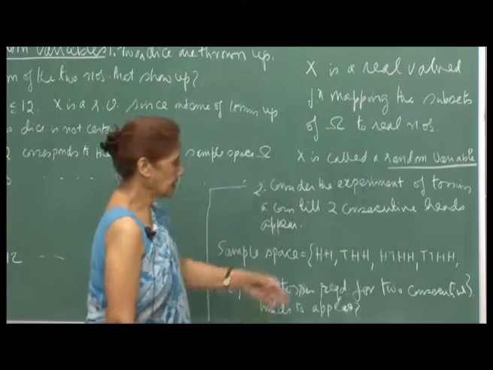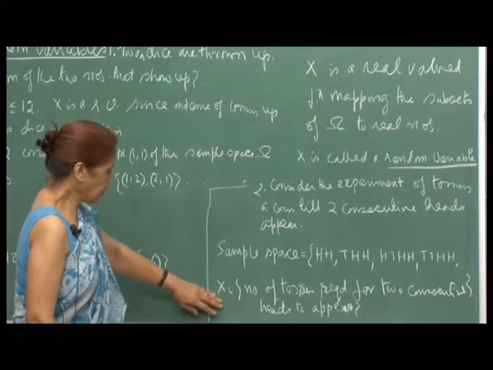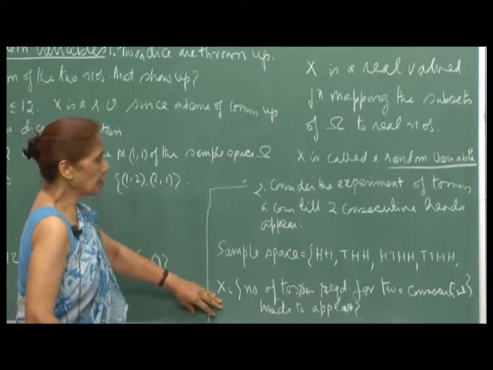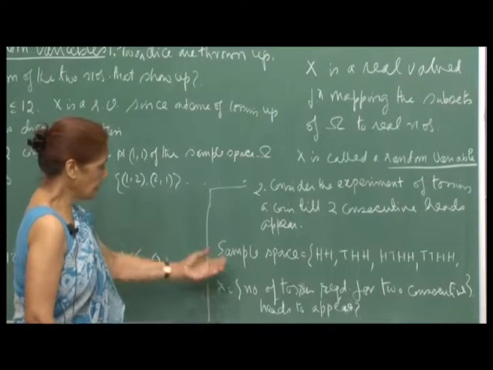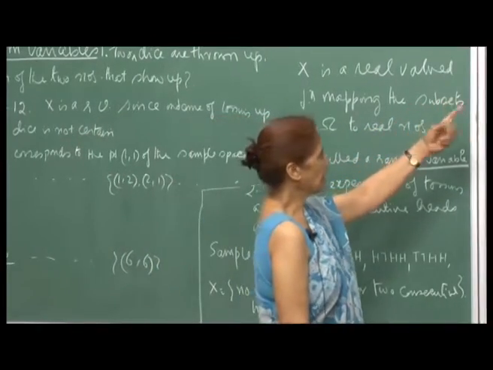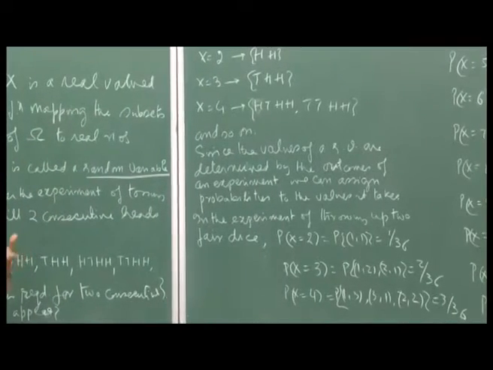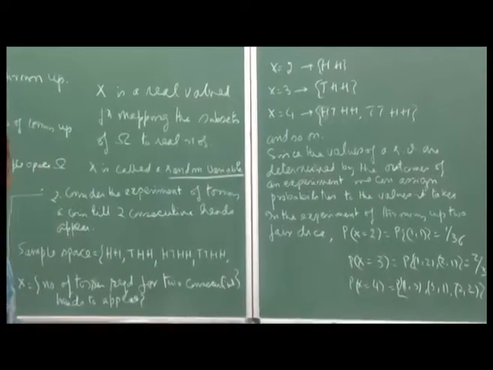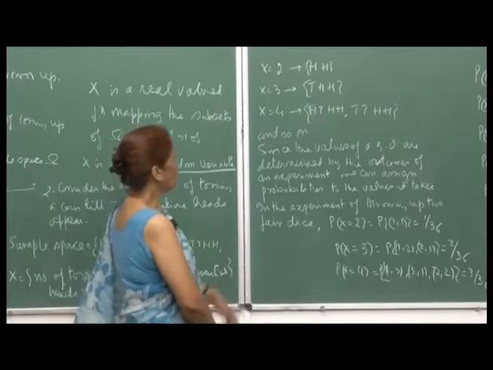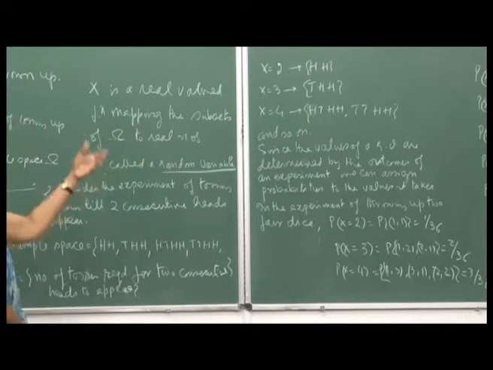This will continue and may not be a finite process, because you may continue throwing tails. Now x is the number of tosses required for 2 consecutive heads to appear. So, for example, if x is 2, it corresponds to the outcome HH. If x is 3, then it corresponds to the outcome THH: the first toss gives you tail and the next 2 tosses give you heads. Then x equal to 4 will correspond to this, and so you can go on writing, for different values of x, the corresponding subsets of the sample space omega.